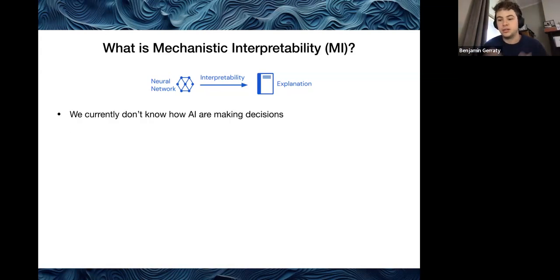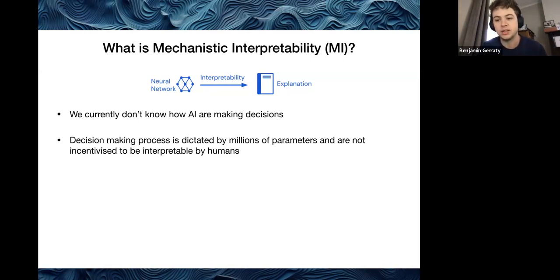The reason this is such a big problem is that we don't really know how these AI make decisions, which is not a great state of affairs, considering how widely used they are. I heard GPT-4 was the best-selling product of all time. So that's certainly some indication that it was fastest adopted. Yeah, it's definitely quite popular, to say the least. And this model, GPT-4 especially, is not incentivized to be interpretable by humans.